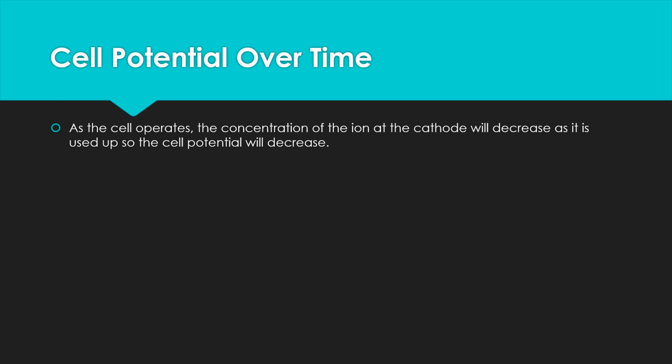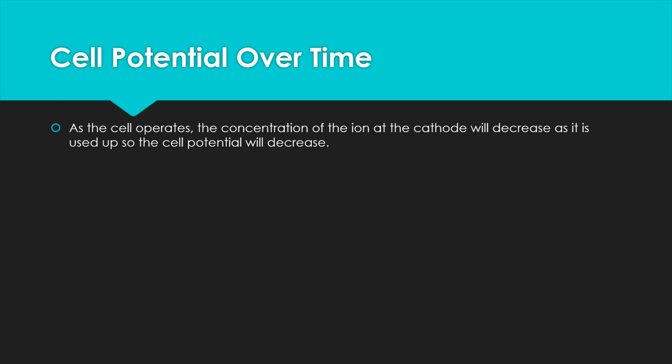That's going to cause our cell potential to decrease. So that's why starting with a higher than 1 molar concentration at your cathode is helpful. You can start higher and it'll take more time for that chemical to run out, and therefore your cell potential will stay higher for a longer period of time.